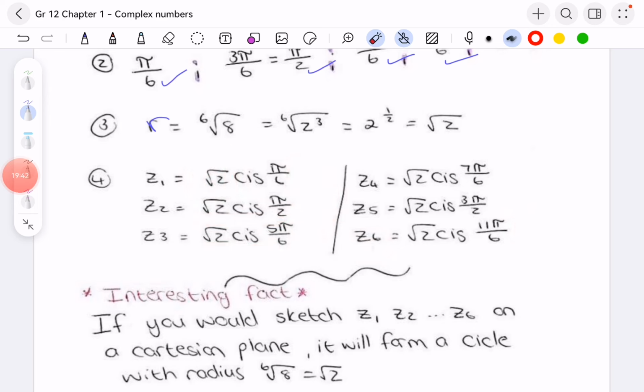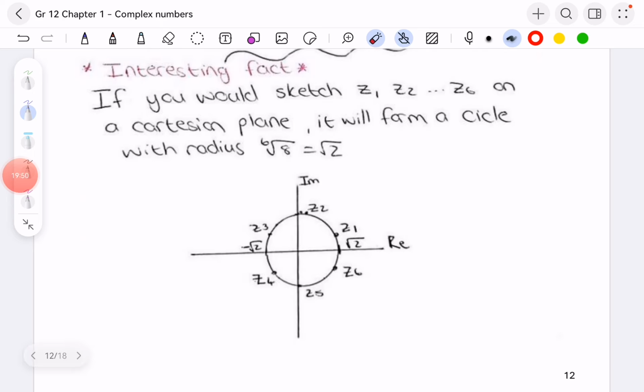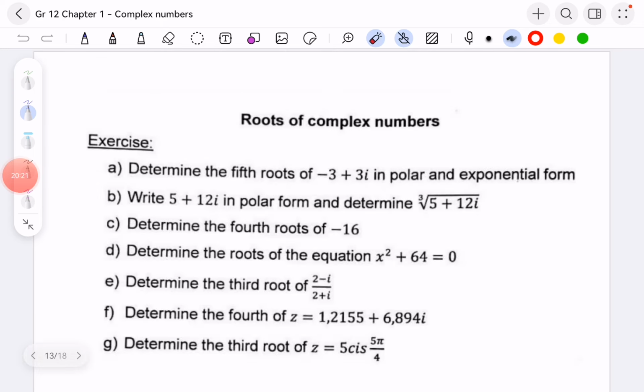Then just an interesting fact: if I were to plot this graphically, all of these values, Z1, Z2, all of these roots, it's going to form a perfect circle with a radius of R, in this case square root 2, and all of these angles are going to be the same distance apart. It's going to cut the circle in exactly even 6 wedges. And that is the idea.